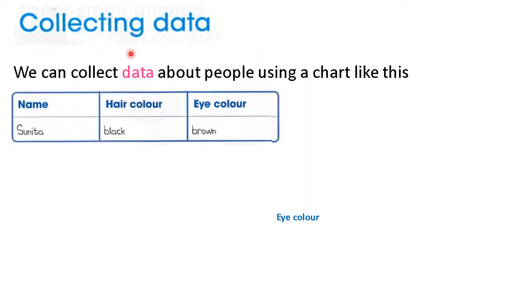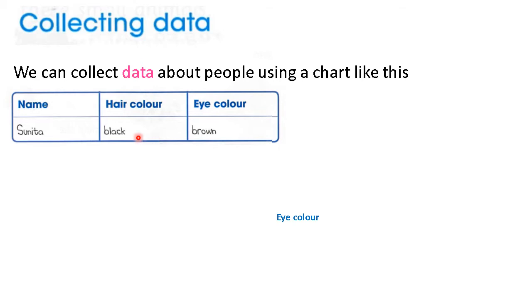If we want to see information or collect information, which is called data, about people, we need to use a chart. Here we have an example of a simple chart to collect information about people's hair color and eye color. Here we write the name, here the color of the hair, and here their eyes. We could collect information for many people.